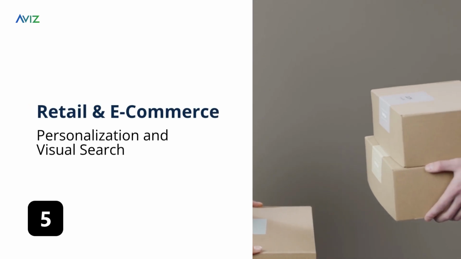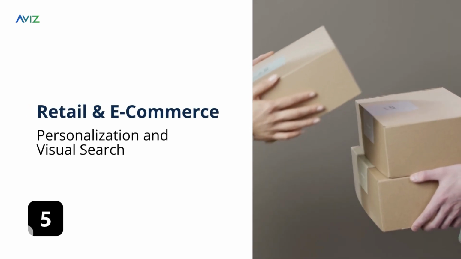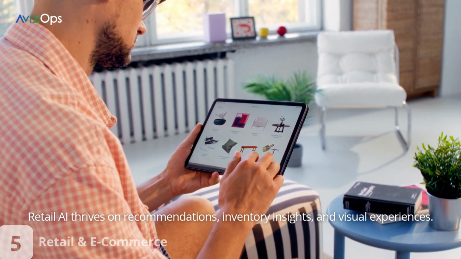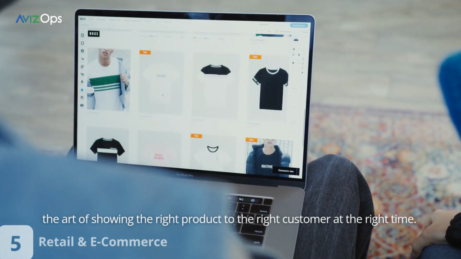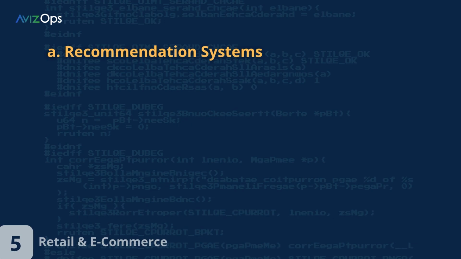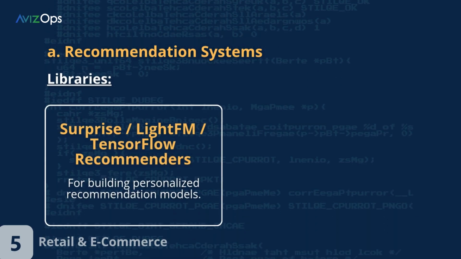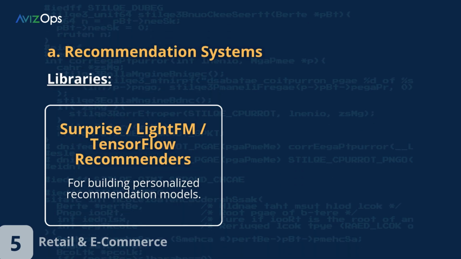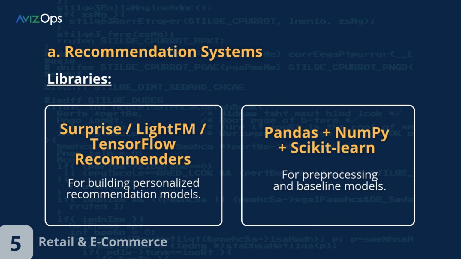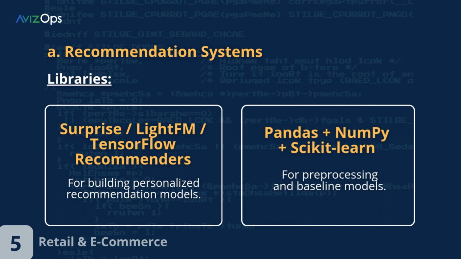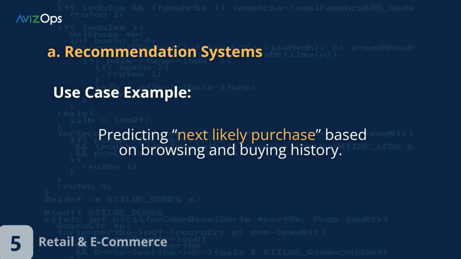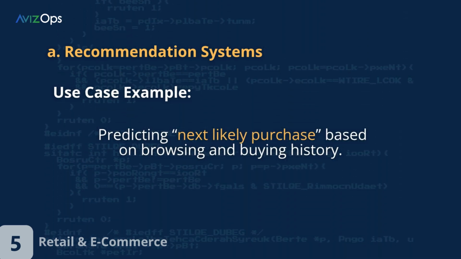5. Retail and e-commerce, personalization and visual search. Retail AI thrives on recommendations, inventory insights, and visual experiences. The art of showing the right product to the right customer at the right time. For recommendation systems, libraries like Surprise, LightFM, TensorFlow Recommenders, for building personalized recommendation models. Pandas plus NumPy plus Scikit-learn, for preprocessing and baseline models. Use case example, predicting next likely purchase based on browsing and buying history.